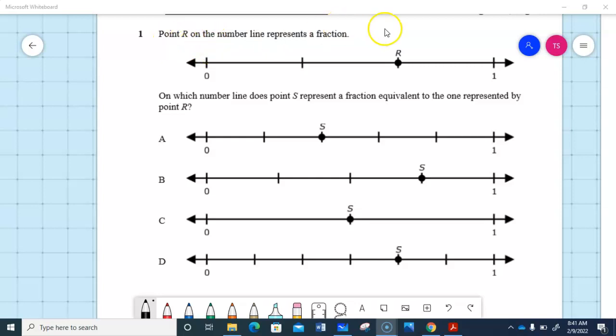Okay, go ahead and follow along as I read. We're working on the week 5 test taking skills. It says point R in the number line represents a fraction. So we have a point right here on this number line. On which number line does point S represent the fraction equivalent to one represented by point R? So which one is equivalent to point R?